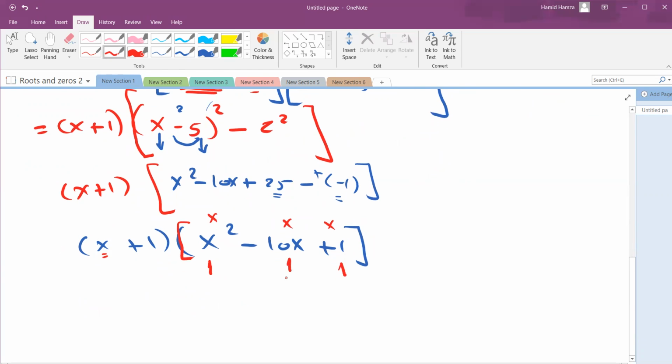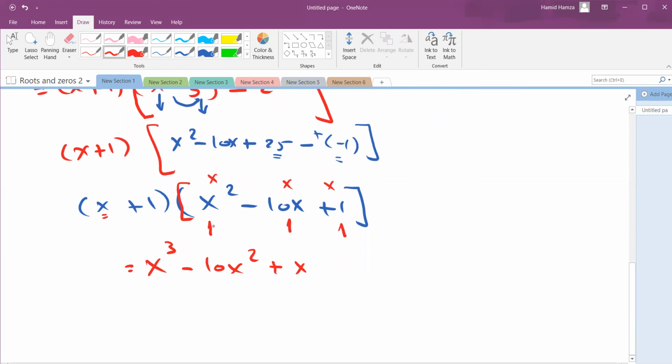Let's find the upper multiplication. So x multiplied by x squared will be x power 3, minus 10x by x will be 10x squared. X multiplied by 1 will be x. Then multiply the lower part. 1 by x squared will be x squared. 1 multiplied by 10x will be negative 10x. 1 multiplied by 1 will be 1.